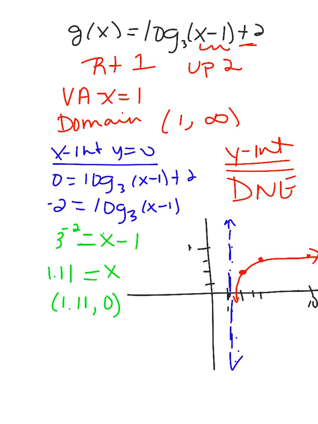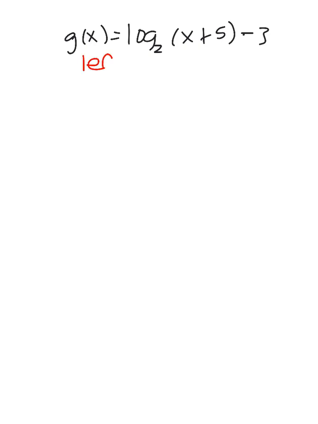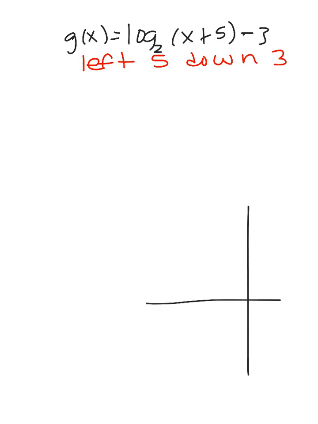All right, so let's take a look at number 10. Number 10 is the same thing. I have g of x is equal to log base 2 of x plus 5 minus 3. I want to know what's the transformation. It is to the left 5 and down 3. All right, so I want to graph it. I need my asymptote. My vertical asymptote is at x is equal to negative 5.